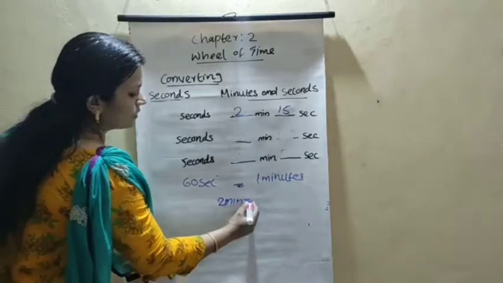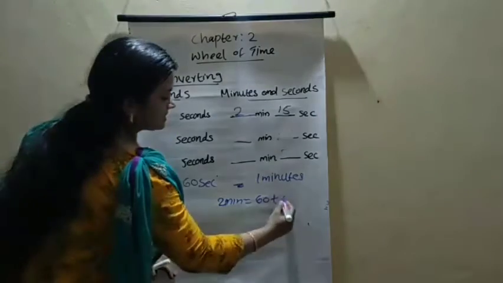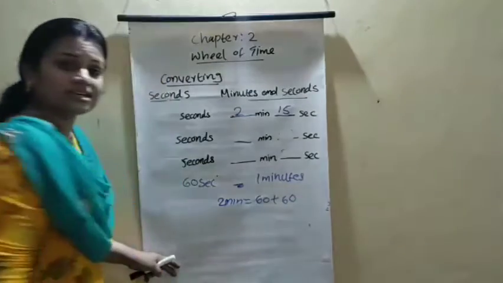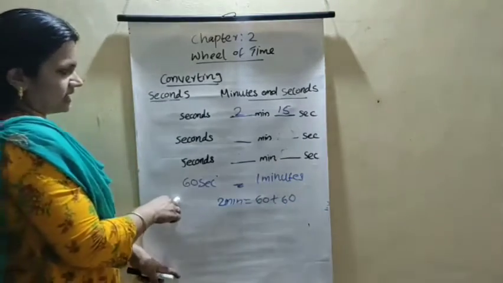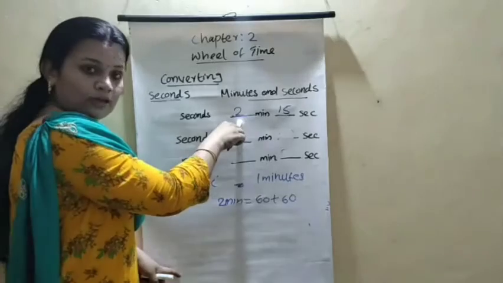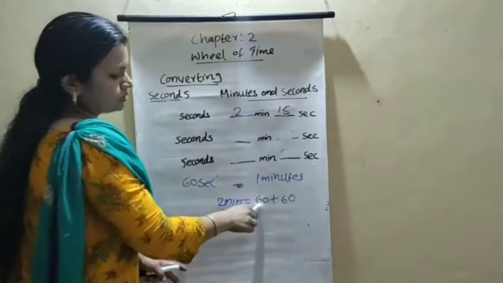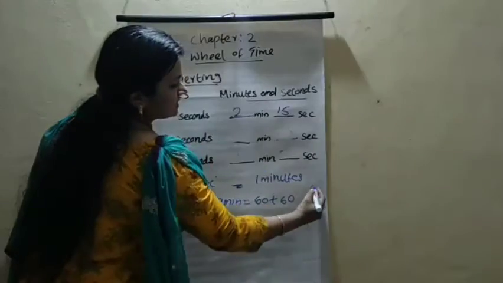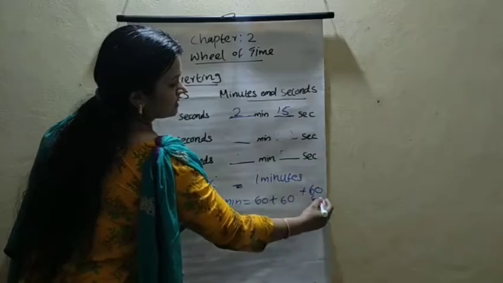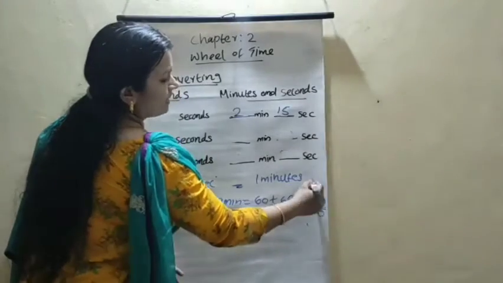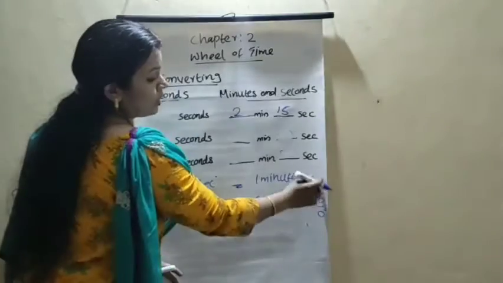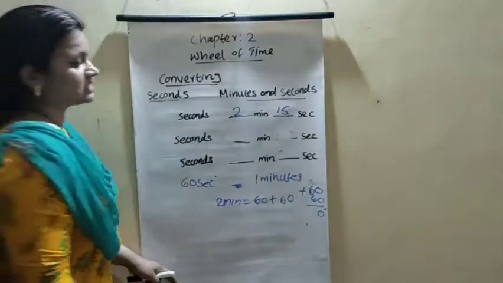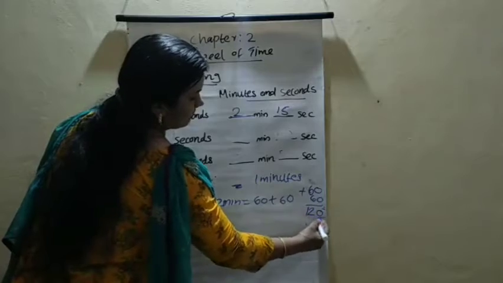2 minutes equal to 60 plus 60. Understood? Understood all? 1 minute equal to 60 seconds. Here they are giving 2 minutes. So 2 minutes equal to 60 plus 60. What is 60 plus 60? 6 plus 6 is 12, and 0 plus 0 is 0. We get what?